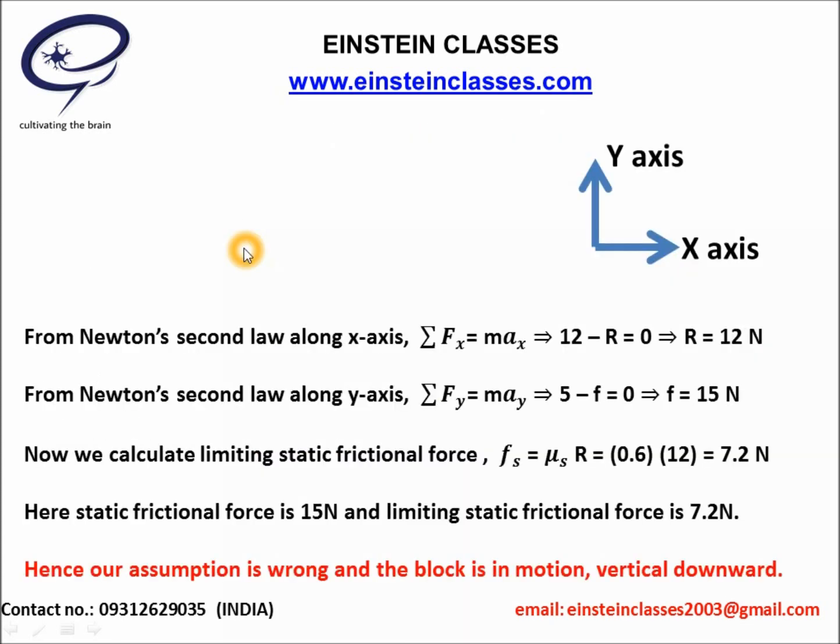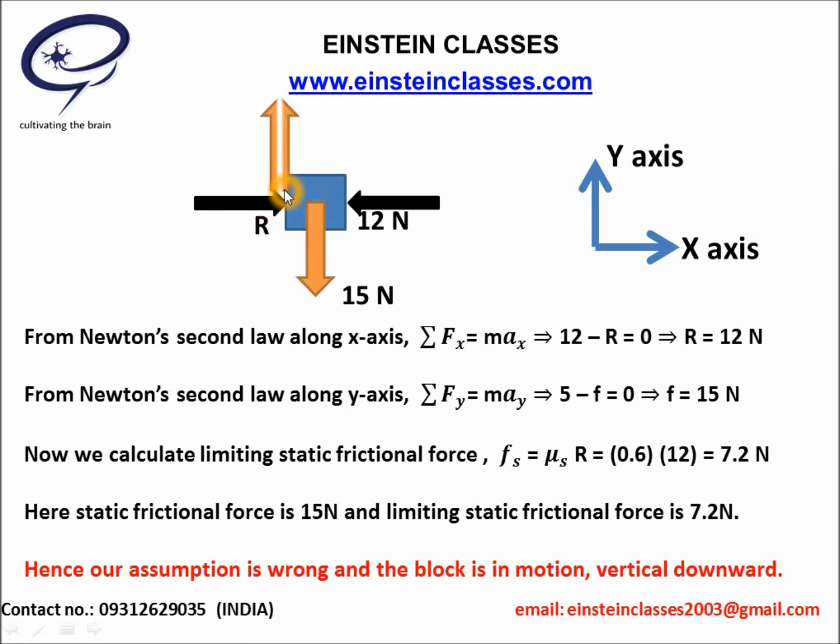First of all, we have to draw the free body diagram of the block, right? Take the block, and the different forces acting on it from the surroundings are as follows. This one is the applied force 12 Newton, right? Next is the weight mg, which is 15 Newton. This force is applied by the earth. Next is the normal reaction exerted by the wall, and the last one is the frictional force exerted by the wall on this block.